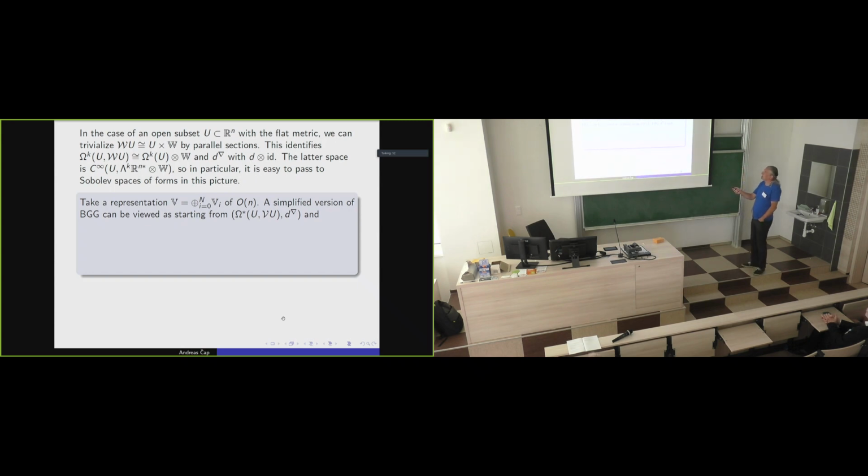Just keep in mind, in the case before we had this tractor bundle, which was just T star M plus its second exterior power. So here this would be V0 plus V1. We take forms with values in this bundle. This just decomposes. And we take this covariant exterior derivative. And then what the BGG construction does here is, first of all, you modify this slotwise exterior derivative by some tensorial terms in such a way that you still get a complex and that this complex computes the same cohomology.